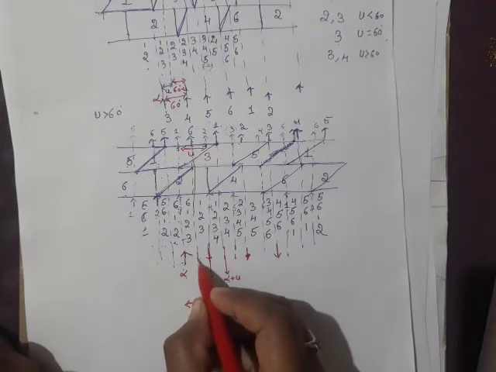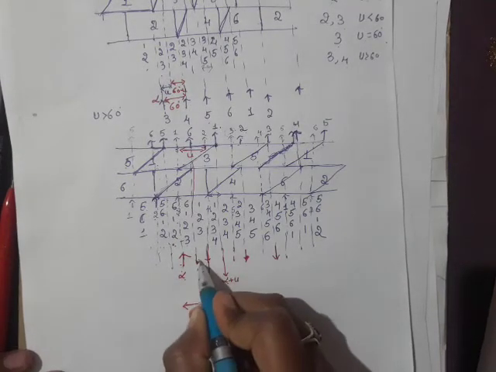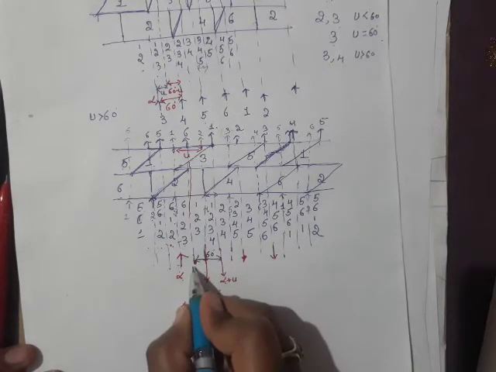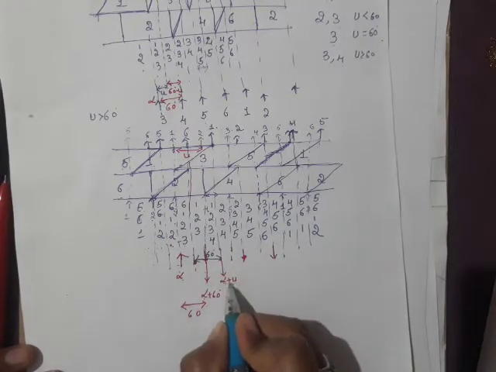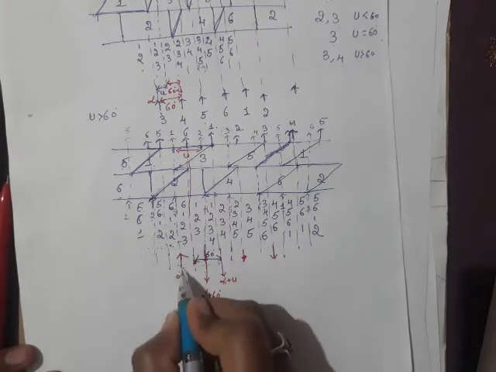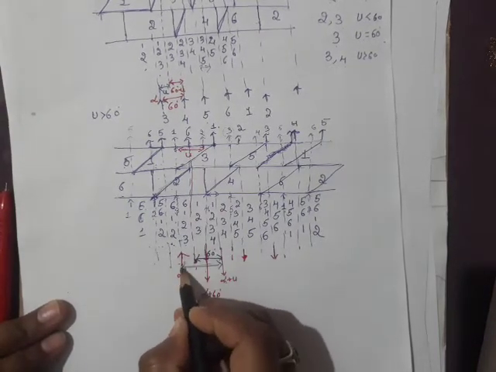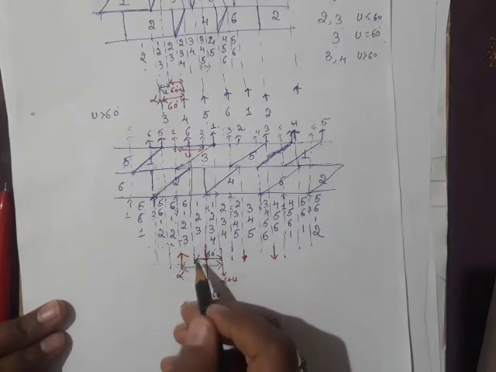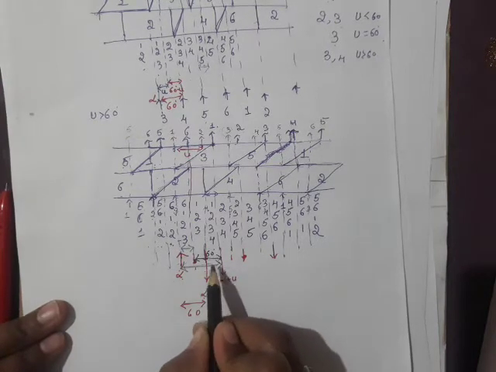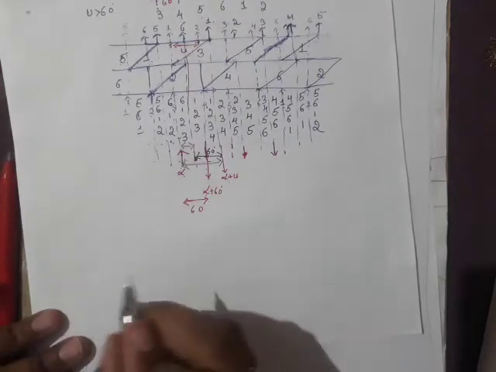Now I need to find out what this angle is. From here to here it is 60 degree, obviously. Alpha plus U is the total duration, and I need to find out this duration. So what is this duration? Alpha plus U minus 60 degree. Hope you have understood. If not, I'll do it again.